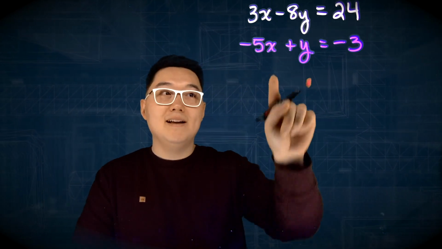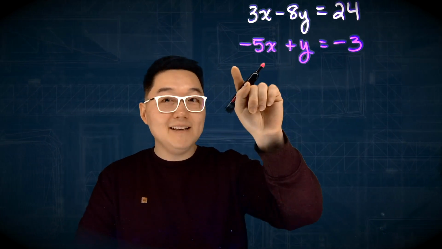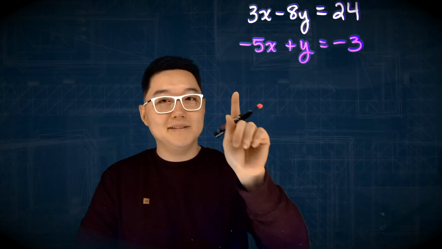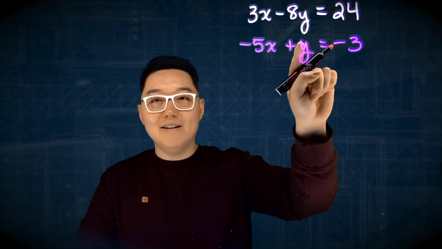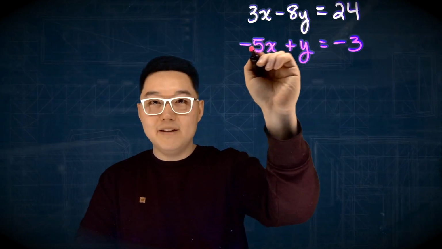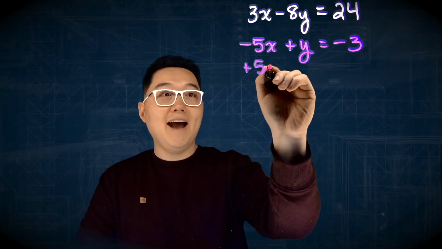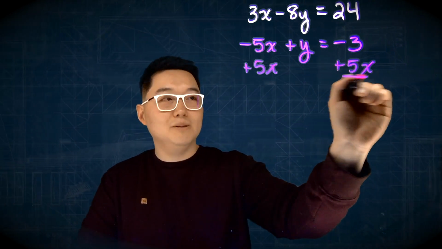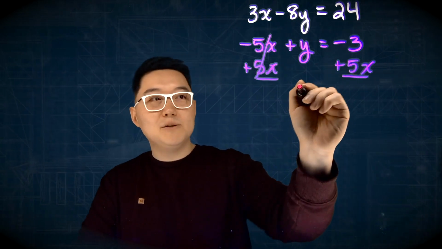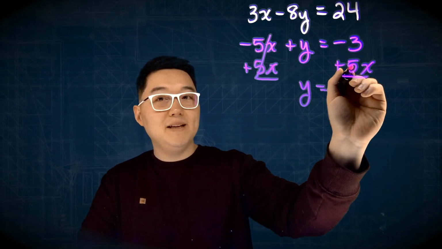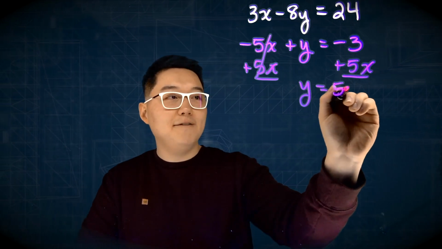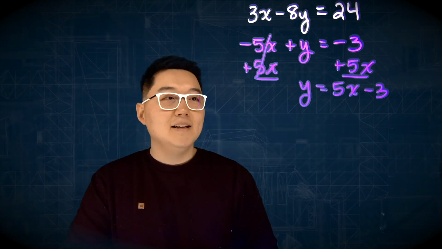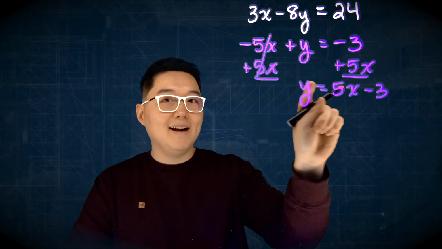In this example, the second equation is actually very easy to isolate the variable y. All I gotta do is one step. To get y by itself, all I gotta do is get rid of the negative 5x. We're going to add 5x, because that's the opposite of a negative 5x, to both sides. So what is y equal to? Negative 3 plus 5x, or just 5x minus 3. And there you go. Now we have an equation with the variable y isolated.